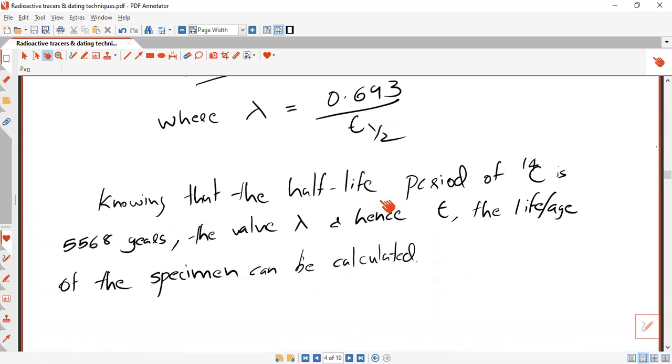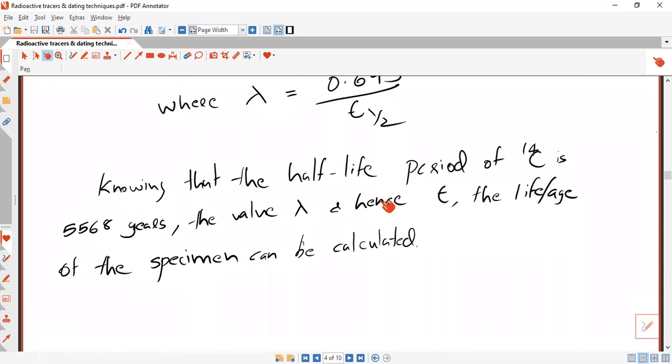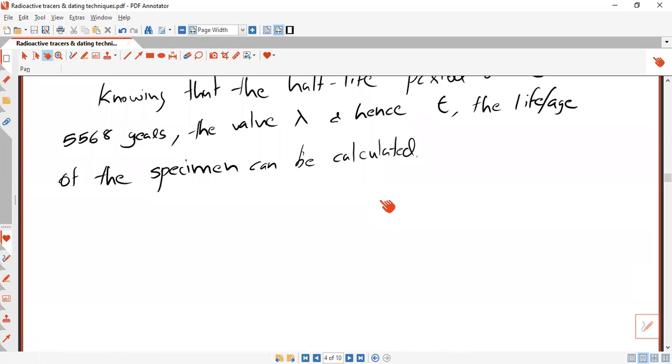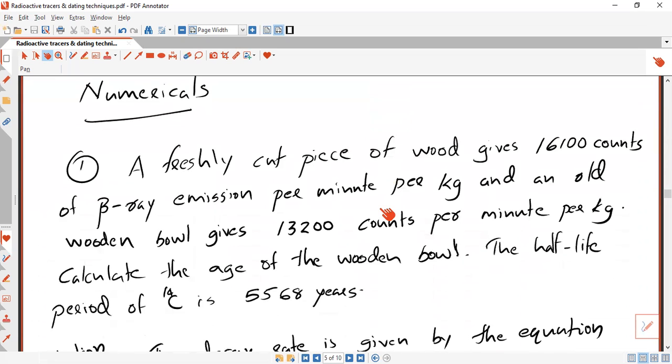That is the determination of age by a dating technique, and it is called radiocarbon dating, an important application of radioactivity. Next, we're going to discuss some numericals based on this.